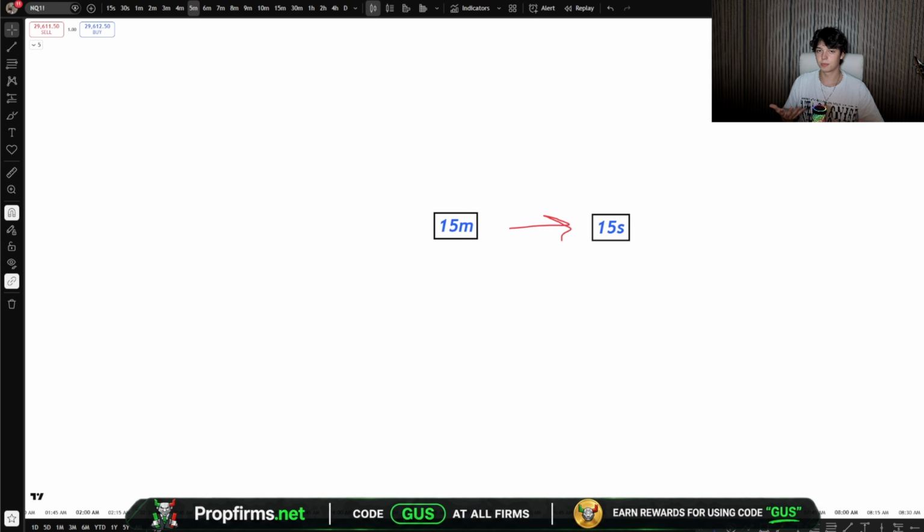I've done 5 seconds before. I've done a 1 second one time. I'm not doing that again. Okay, it worked, but not optimal. But 15 minute to 15 second is the range. I don't like exceeding that because the thing is, once you go above 15 minutes, the likelihood of you having another one on the lower time frame is just so high that there's most likely another one that you're just not seeing.